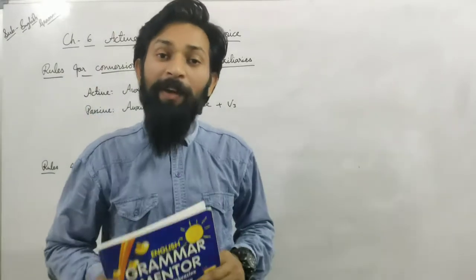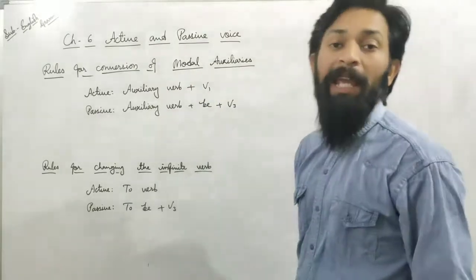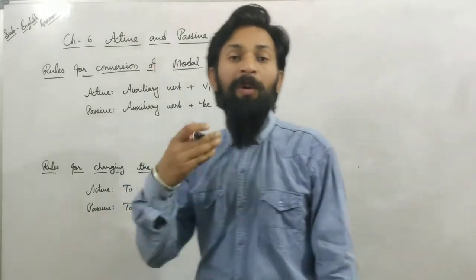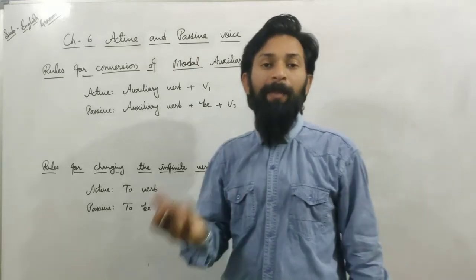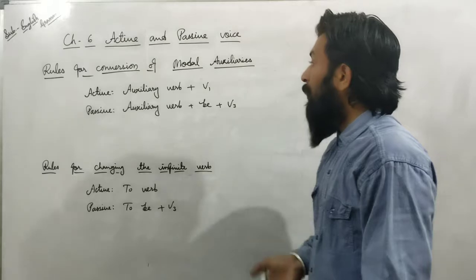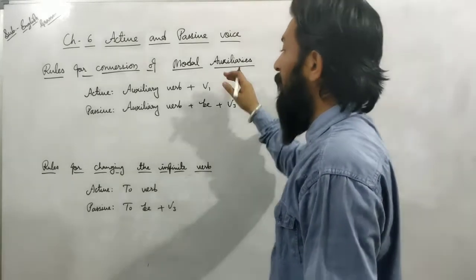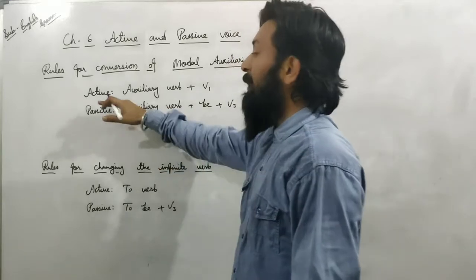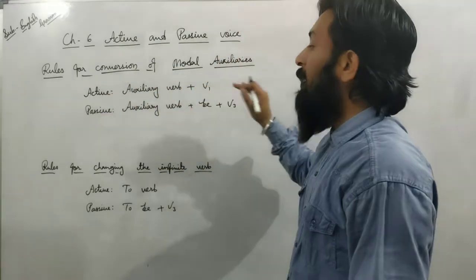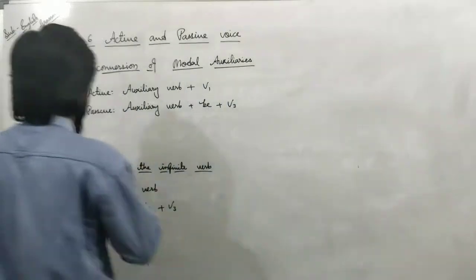Dear students, now we will discuss the rules for conversion of the modal auxiliaries. You know that can, could, shall, should, will, would, may, might, must, ought to, need not, dare not, many types of modal auxiliaries are there. Whenever these words are in active voice, how do we change the sentences into passive voice? That structure we will discuss here.